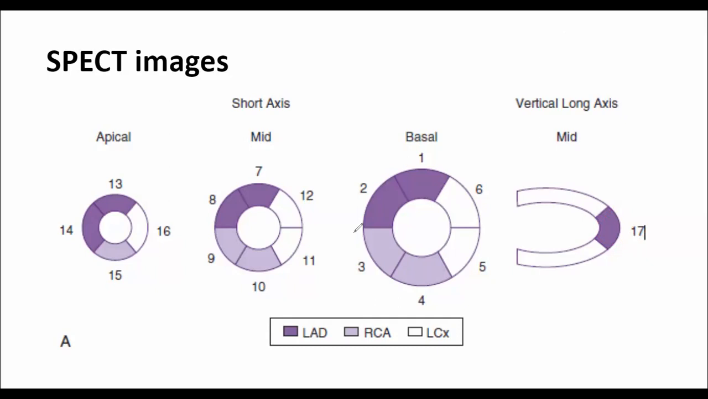So how should you report? You should report according to the territories: LAD, RCA, and circumflex. If you are seeing a defect in the anterior, anteroseptal, and apical area, you should report it together because it is the LAD territory. If you are seeing a defect in the inferior and inferoseptal region, report it together because it's the RCA territory.